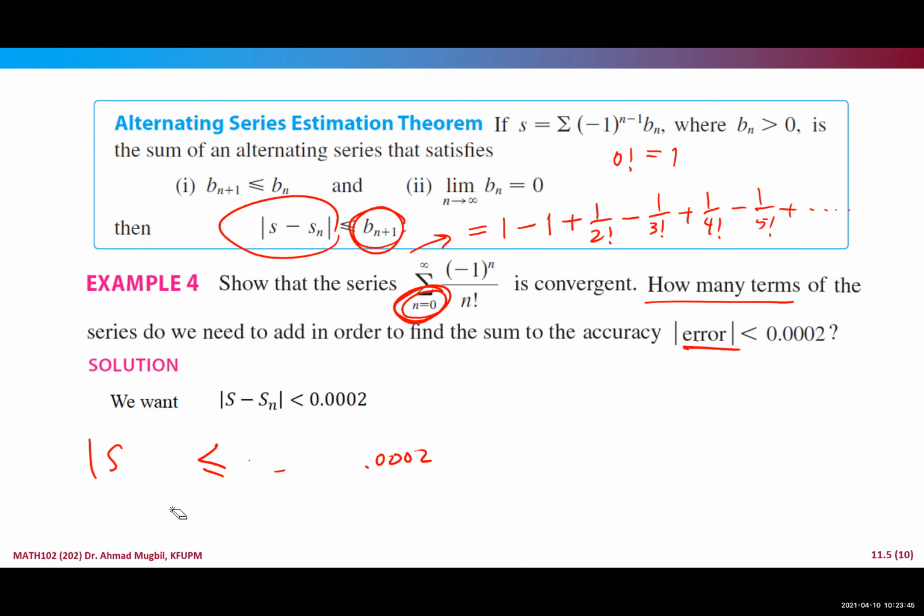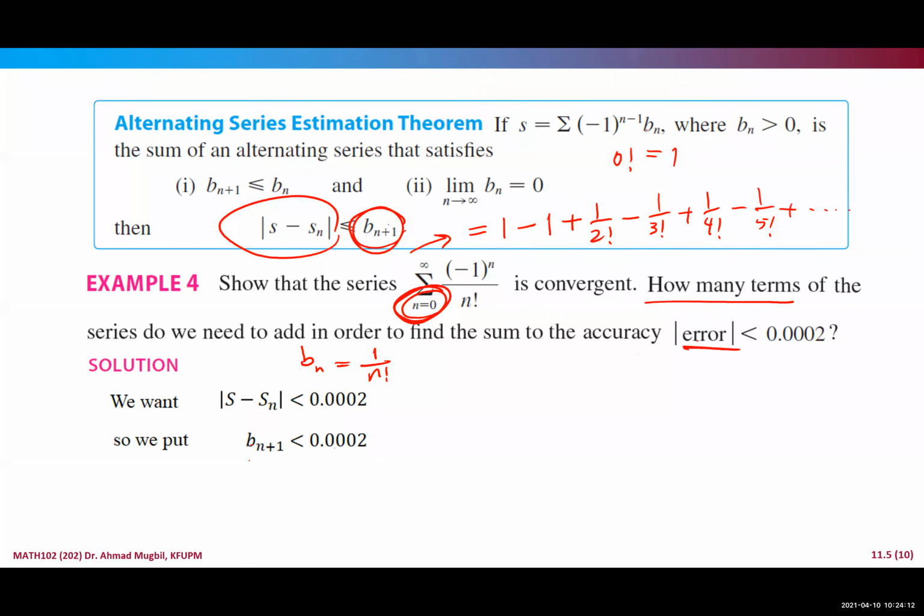So this is what we want. To get it, we should put Bn plus 1, the bound of the error, less than 0.0002. And what is Bn plus 1? What is Bn at the beginning? Ask yourself, what is Bn? Bn is 1 over n factorial, without the negative sign. Look at the standard form.